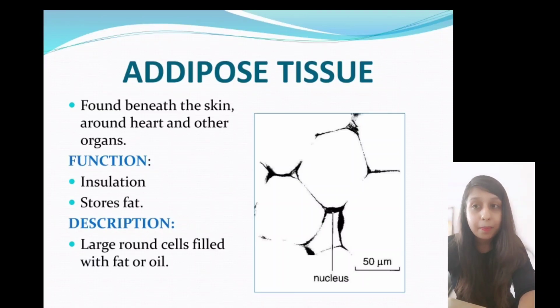Now, this adipose tissue is found beneath the skin, around the heart and other organs. The function that it performs is insulation. It is also known as fat tissue. If you dissect the body, you can find a white or yellowish colored substance covering all the organs, which is very difficult to break through. These are the adipose tissue.